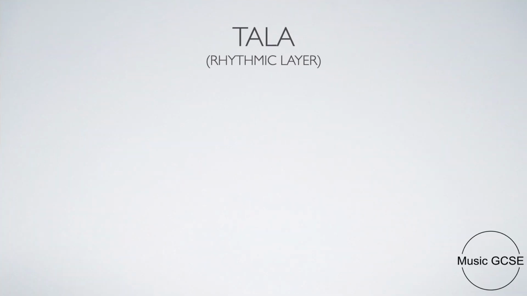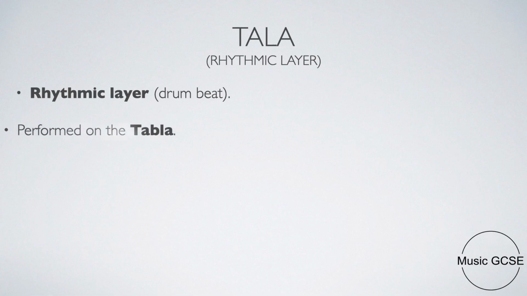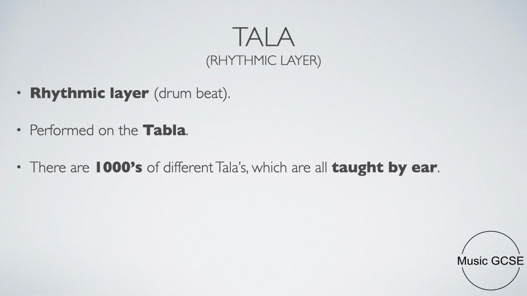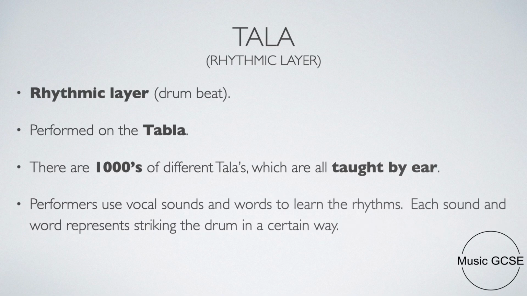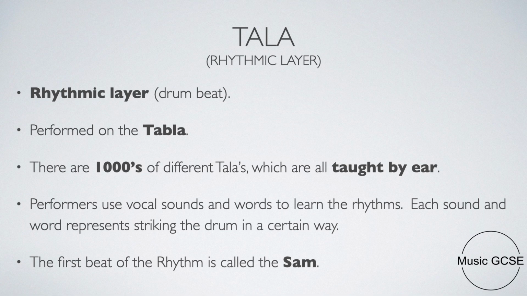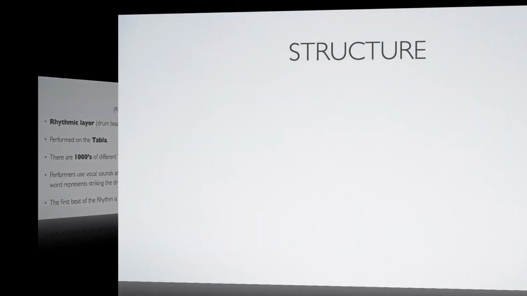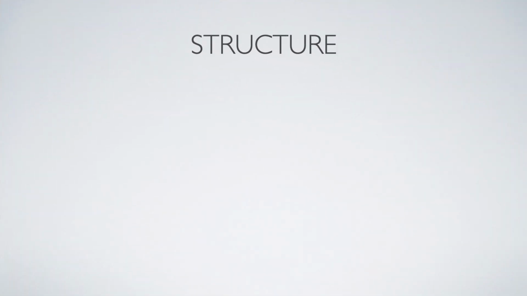And the final layer we're going to talk about is the tala, which is the rhythmic layer, or in other words, the drum beat. This is performed on the tabla, and just like with the raga, there are thousands of different talas which are all taught by ear, and performers use vocal sounds and words to learn the rhythms. Each sound and word represents striking the drum in a certain way, and the first beat of any tala is called the sam.